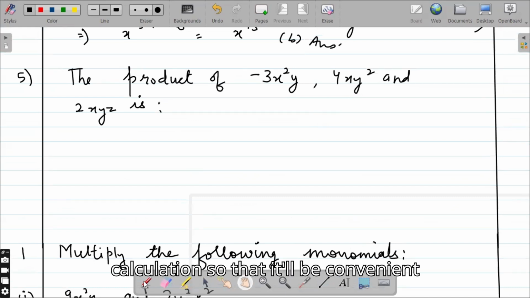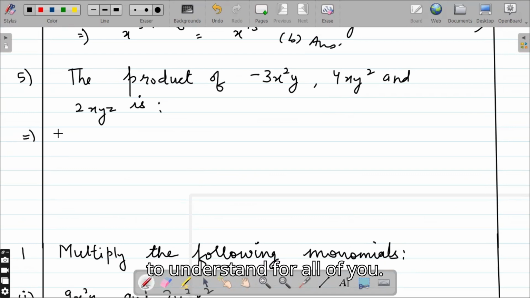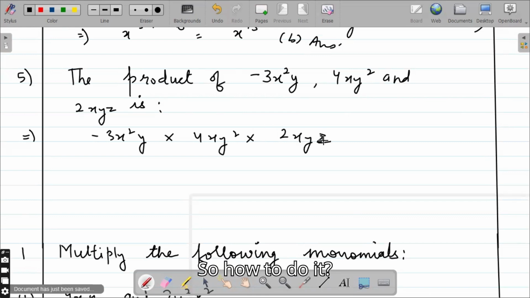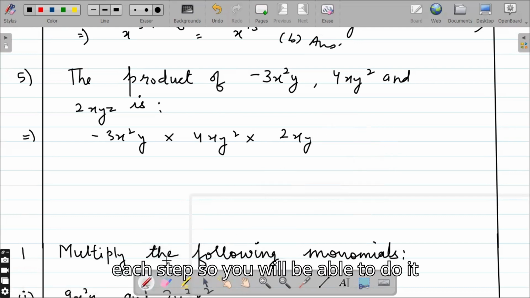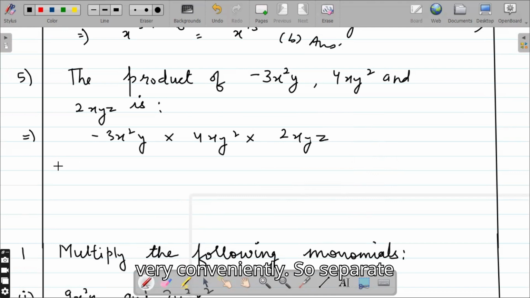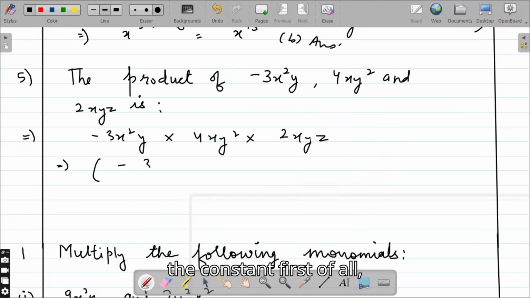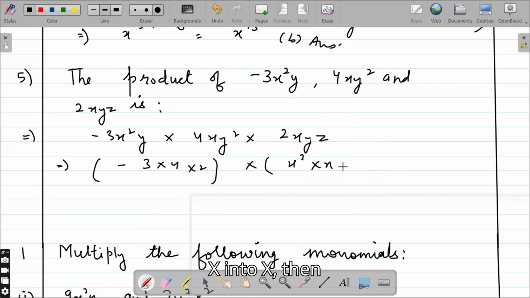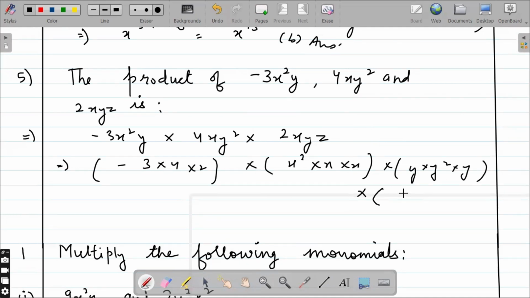So I'm doing the calculation so that it will be convenient to understand for all of you. So minus 3x square y into 4xy square into 2xyz. So how to do it? Follow each step so you will be able to do it very conveniently. Separate the constants first of all, then the variables. x square into x, then y into y square into y into z.